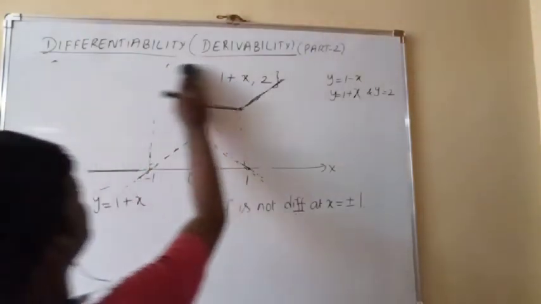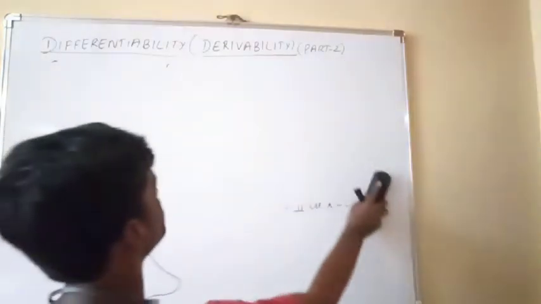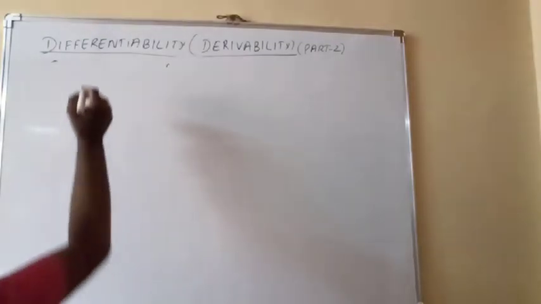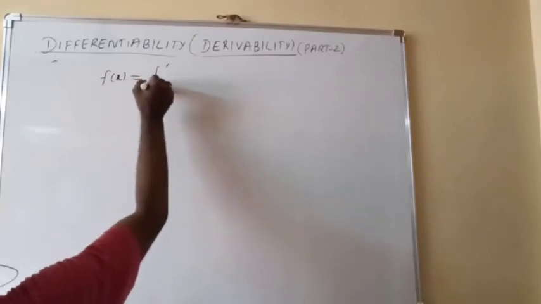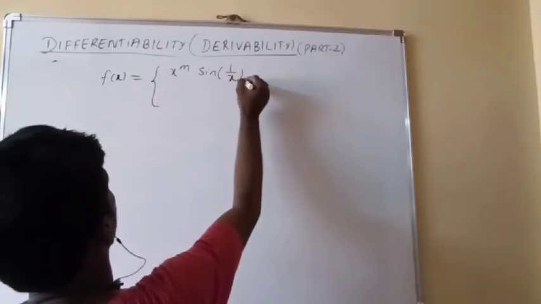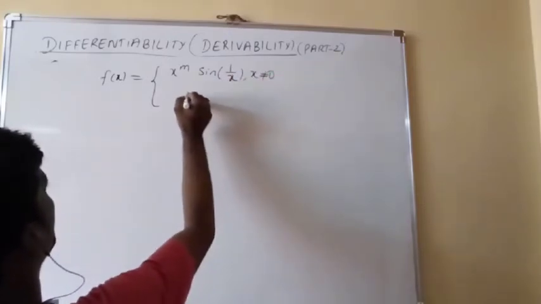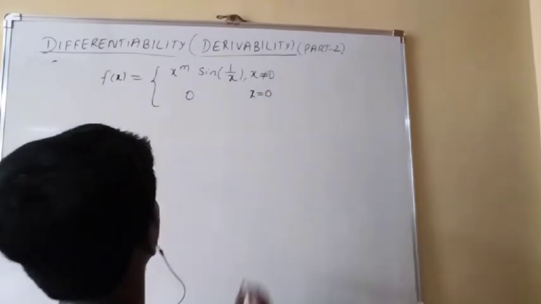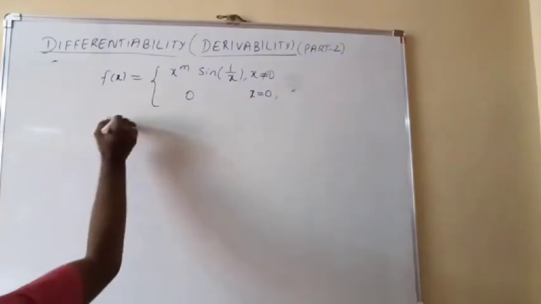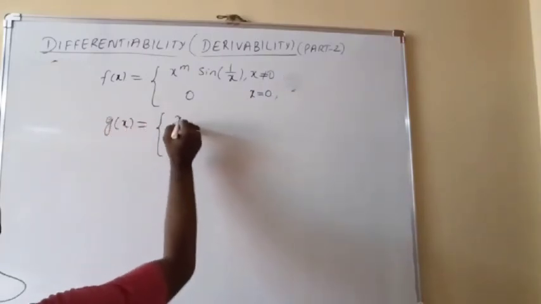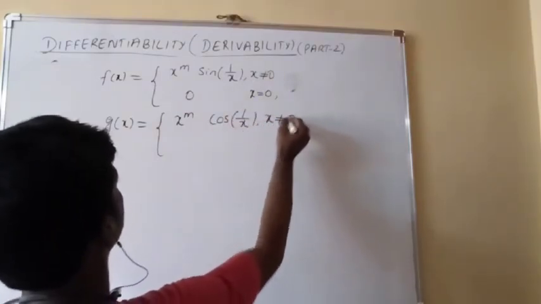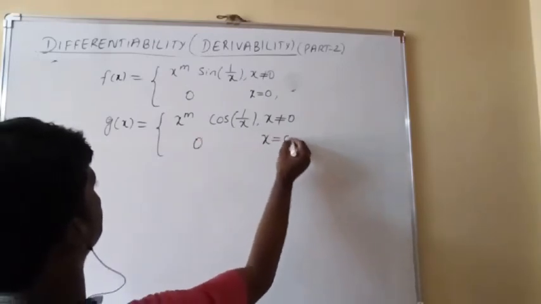Next, this one, you remember this as a formula. Better remember it because it will be useful for you. Even in our material, a problem is there. If f of x is equal to x power m into sine of 1 by x when x is not equal to 0 and is 0 when x is equal to 0, and suppose g of x is equal to x power m into cos of 1 by x when x is not equal to 0 and is 0 when x is equal to 0.